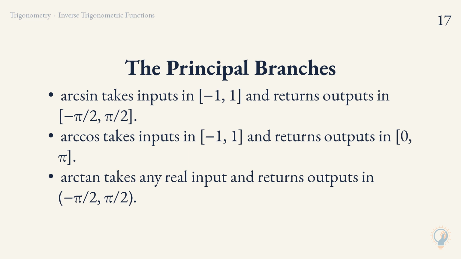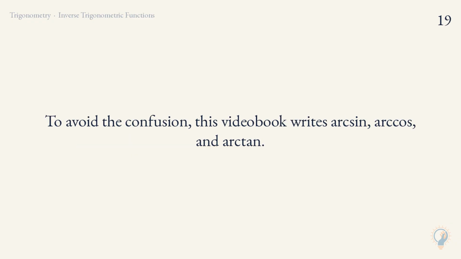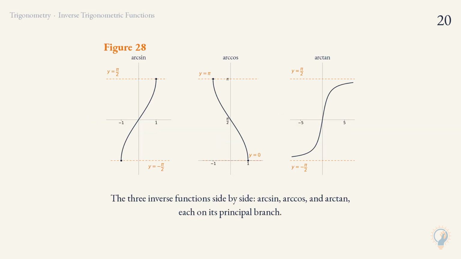A notational warning: sine to the -1 of x does not mean 1 divided by the sine of x. That superscript -1 marks an inverse, not an exponent. To avoid the confusion, this video book writes arcsine, arccosine, and arctangent. Figure 28. The 3 inverse functions side by side, arcsine, arccosine, and arctangent, each on its principal branch.